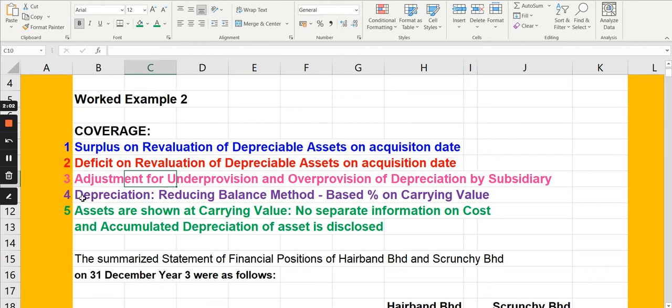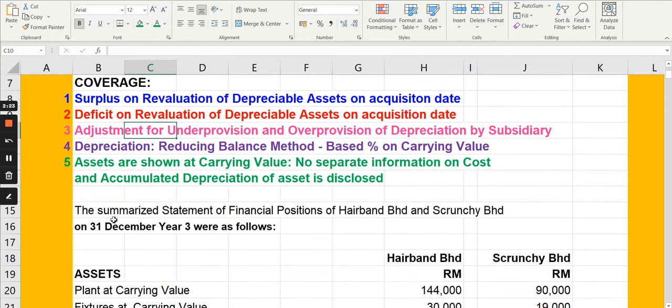At the same time, in this video, I'm going to show you how we do adjustment for depreciation involving the reducing balance method. Let me tell you that in my previous video, work example 2, I have already discussed fair value adjustment using the straight line method, and today we are going to focus on the reducing balance method.